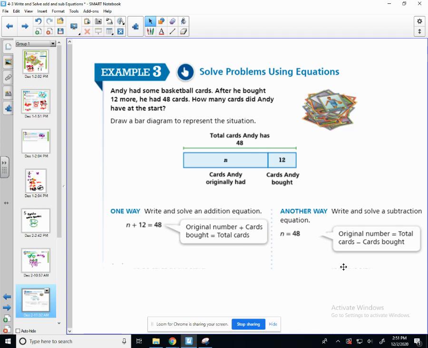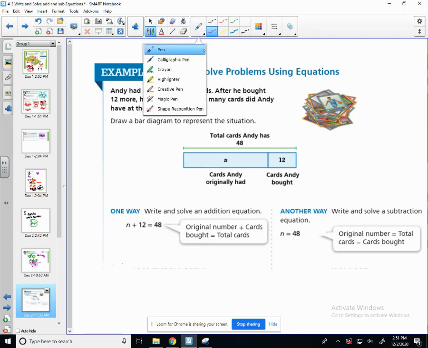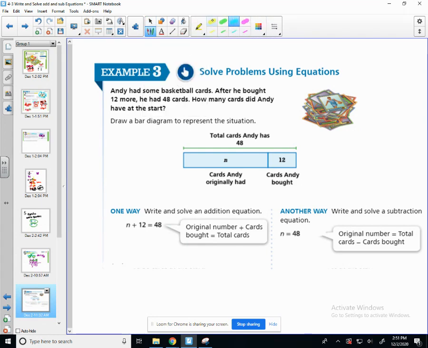All right, guys, here's the crazy thing with equations is that they can be done different ways. So let's look at this example here. Andy had some baseball cards. After he bought 12 more, he had 48 baseball cards. How many cards did Andy have when he started? So let's look and see what we have.